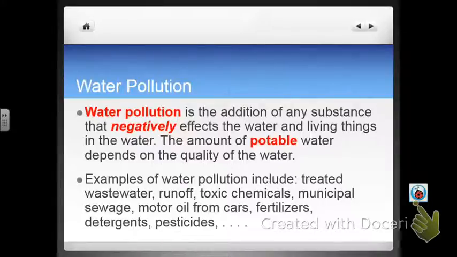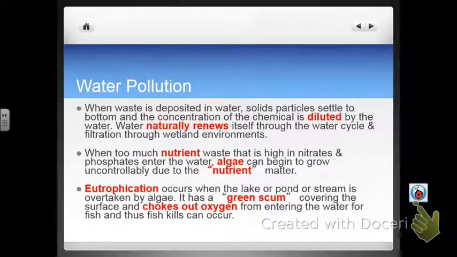So yesterday you read about treated wastewater, runoff, toxic chemicals, municipal sewage, motor oil from cars, fertilizers, detergents, and pesticides, all the different things that can get in our waterways and create problems and have a negative effect. When waste is deposited in water, and we're talking about human waste or animal waste, solid particles will settle to the bottom because they are heavier than the water.